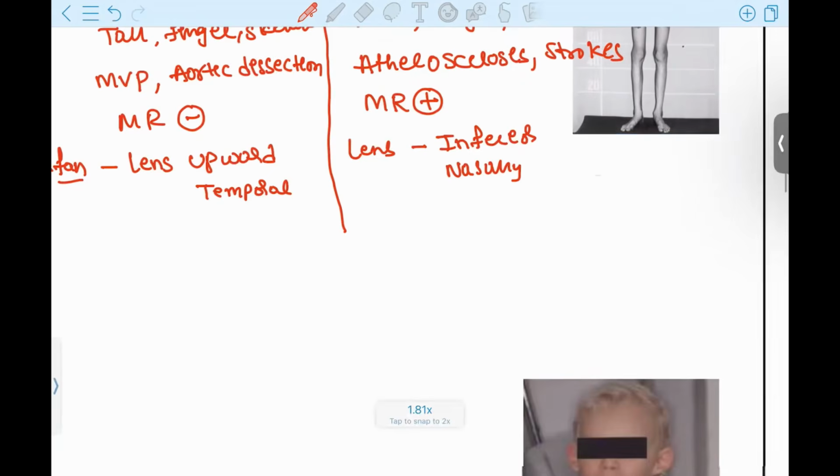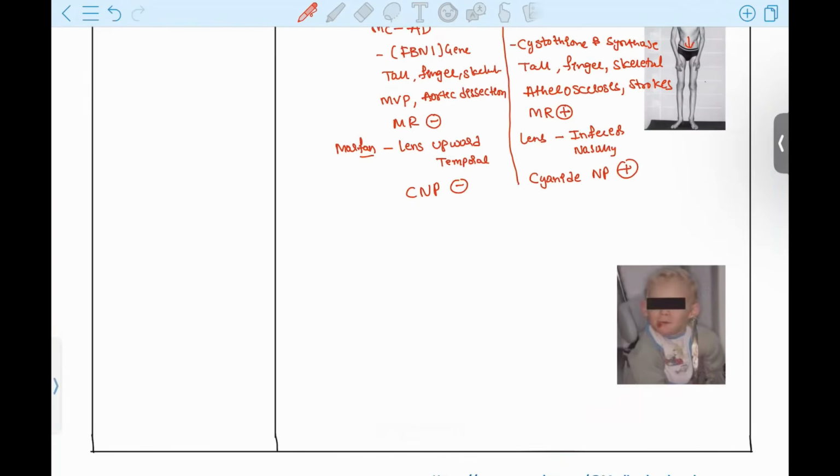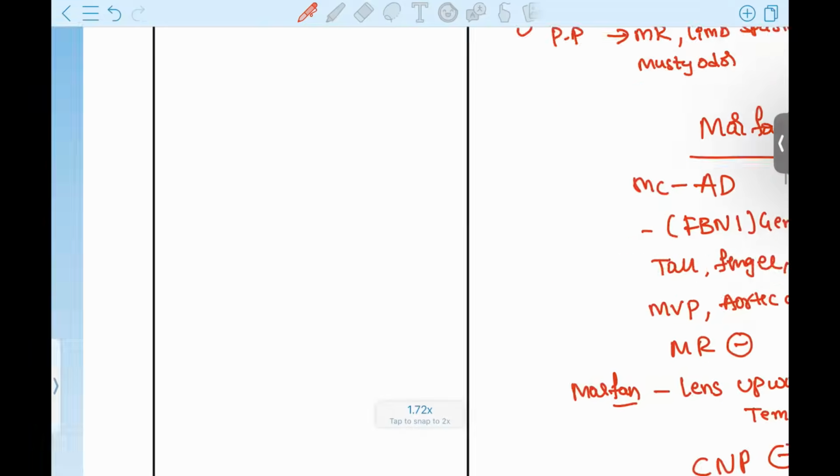So the one last one is the nitroprusside test. The cyanide nitroprusside test is positive in patients suffering from homocystinuria, whereas in Marfan syndrome patients the cyanide nitroprusside test is negative. All right, this is the difference between Marfan syndrome and homocystinuria.